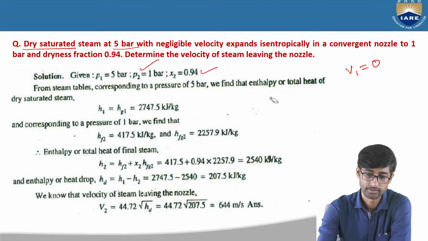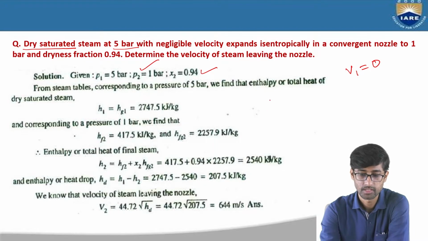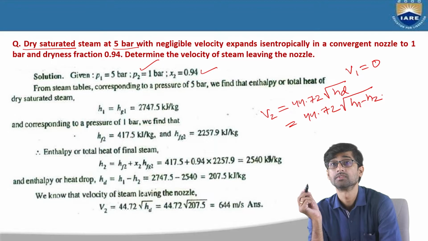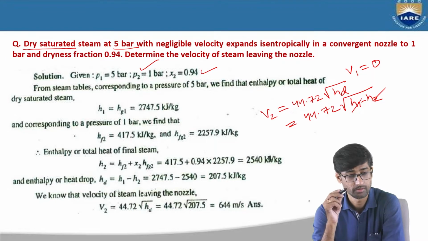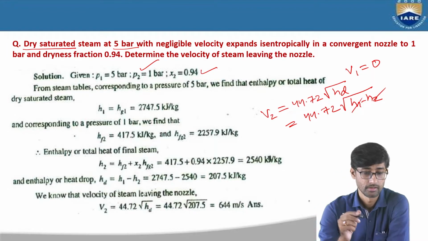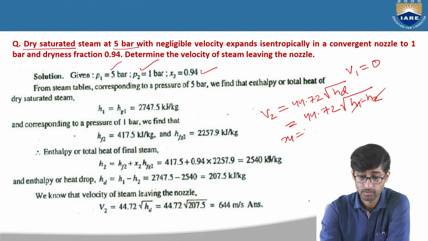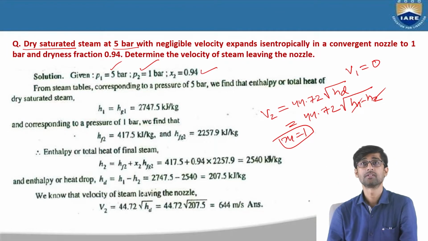So how do we calculate the velocity V2? As already discussed, it is 44.72 times the square root of hd, which is 44.72 times the square root of (h1 minus h2). How to calculate h1 and h2? They will be calculated from steam tables. The initial condition of steam is pressure P1 of 5 bar, and x1 is 1, since it is dry saturated steam, so the dryness fraction is 1.